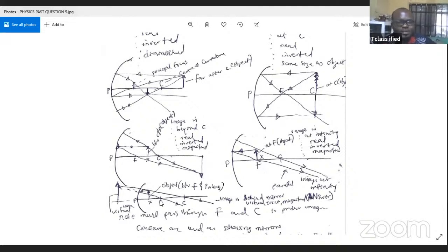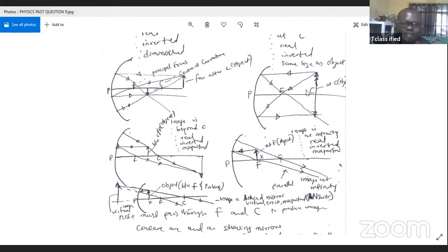Then lastly, you can have the object placed between the pole of the lens and the focus. In that case, this is the image. The image is behind the mirror. It is virtual, erect, and magnified.